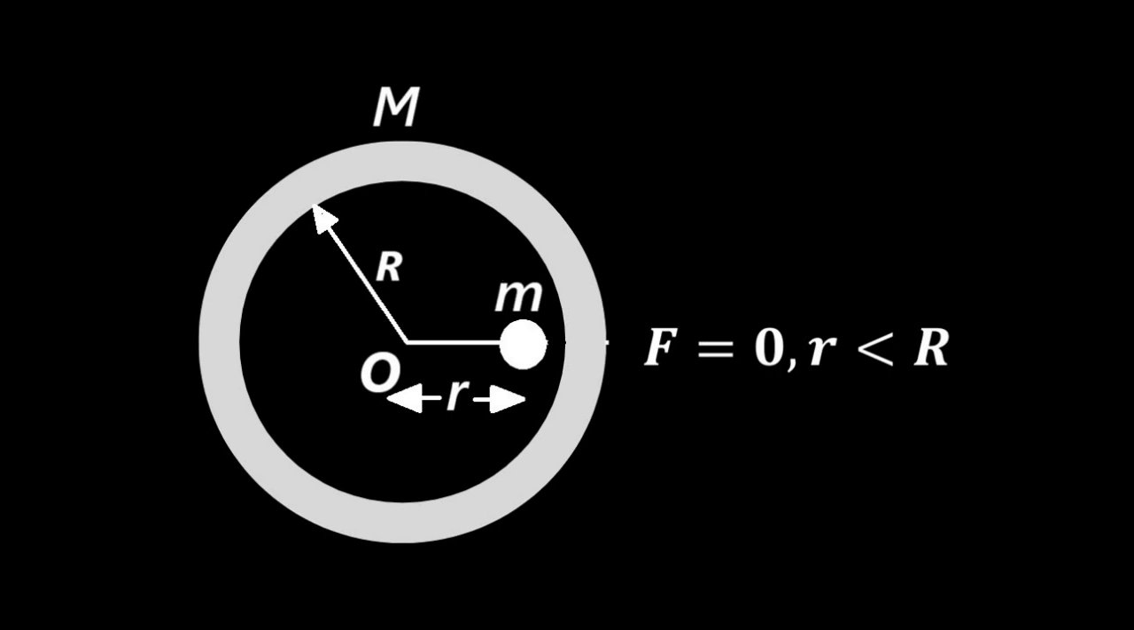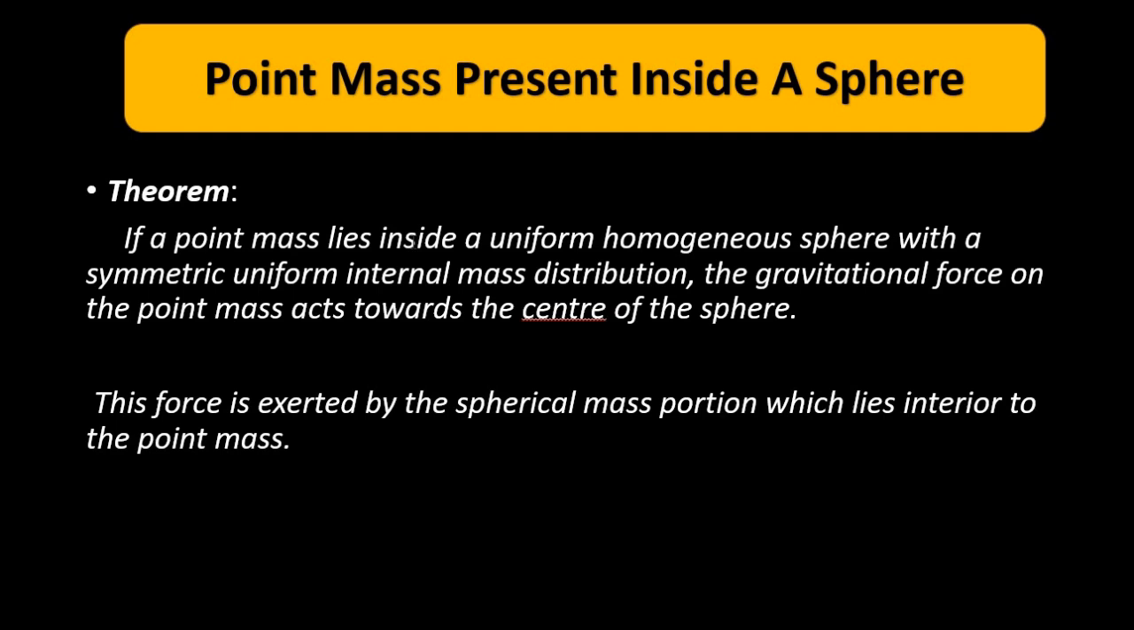Now, if the point mass is present inside a solid sphere, then the situation is different. For a point mass present inside a solid sphere, the theorem is different. It says that if a point mass is present inside a homogeneous sphere with uniform mass distribution, then the gravitational force is exerted by the portion which lies interior to the point mass.